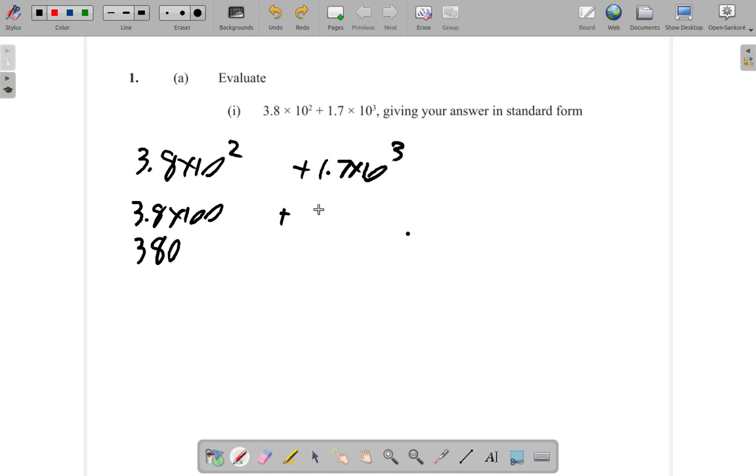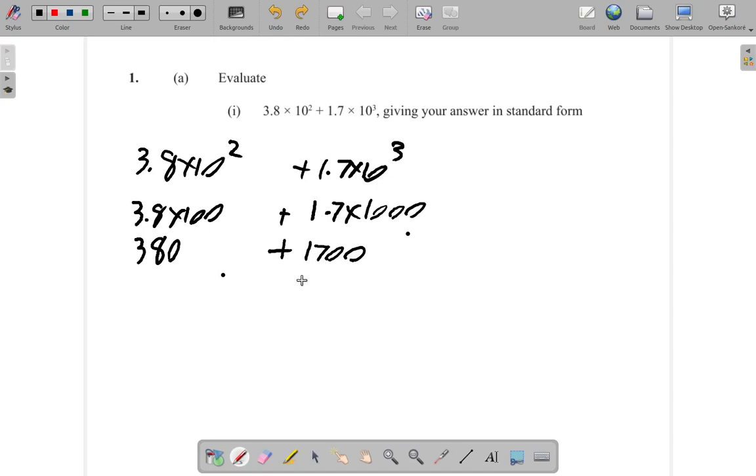Now it's the same as 1.7 times, what is 10 cubed? It's 1,000. And you notice 10 squared has 1 and 2 zeros, 10 cubed has 1 and 3 zeros. In the same way, 10 to the 4th has 1 and 4 zeros, 10 to the 5th has 1 and 5 zeros. Alright, you'll notice that pattern. So this is 1,700.